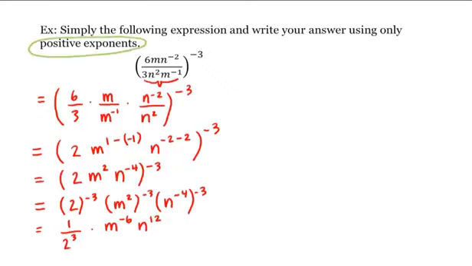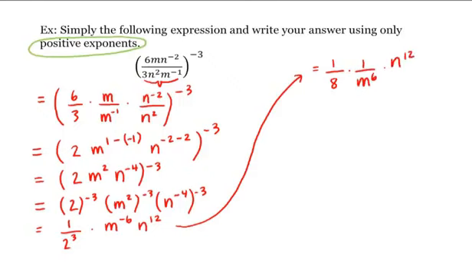So let's use that negative exponent rule again on this m term. So this is equal to, we have 1 over 2 cubed is 8, and then we have 1 divided by m to the positive 6th power, n to the 12th. And writing it as one fraction will give us our answer of n to the 12th divided by 8 times m to the 6th.